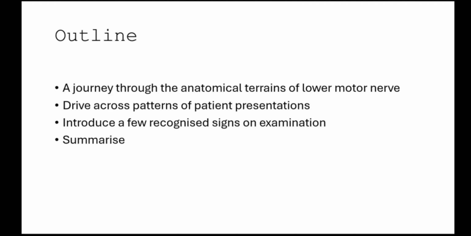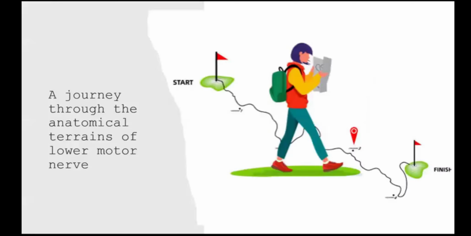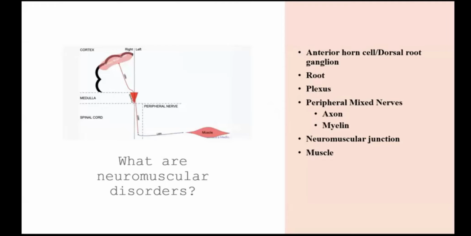So the first journey is a journey along the anatomical distribution of lower motor nerve, and then we are going to take a journey backwards. So we will discuss patient presentations. And then thirdly, I will introduce a few signs that you can elicit on examination. And finally, we will summarize. So let's start our journey.